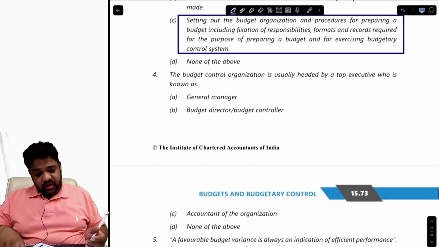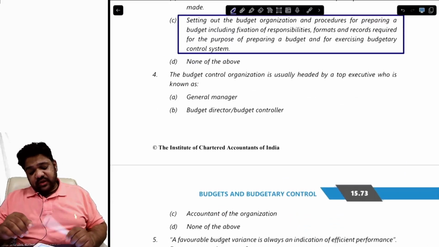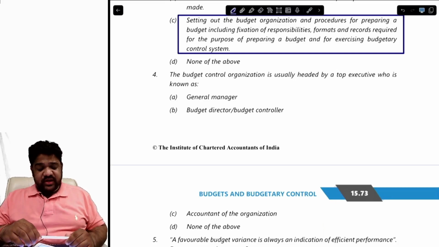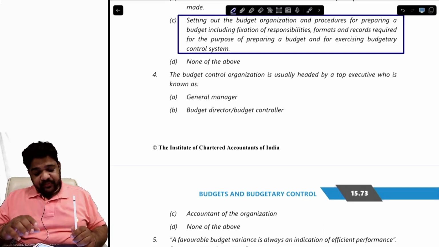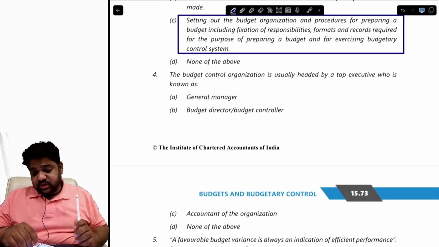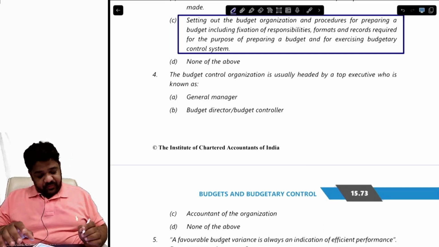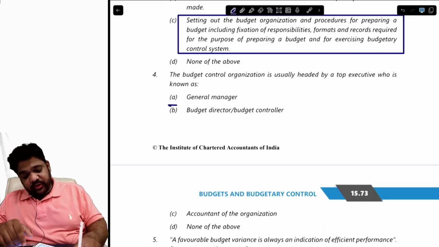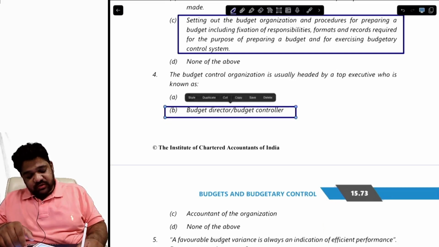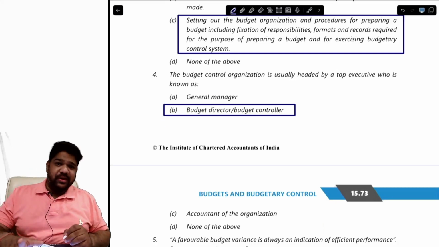Okay. Now, the budget control organization is usually headed by a top executive, which is known as general manager. No, they don't do that. Budget director or budget controller. This could be it, but we'll wait. Accountant of the organization, definitely not. None of the above, no. I'm going to go with budget controller. So he's the one who's responsible for looking after everything related to budget.